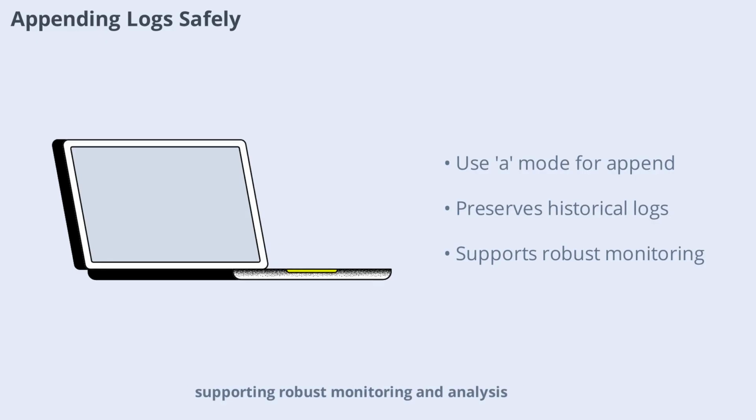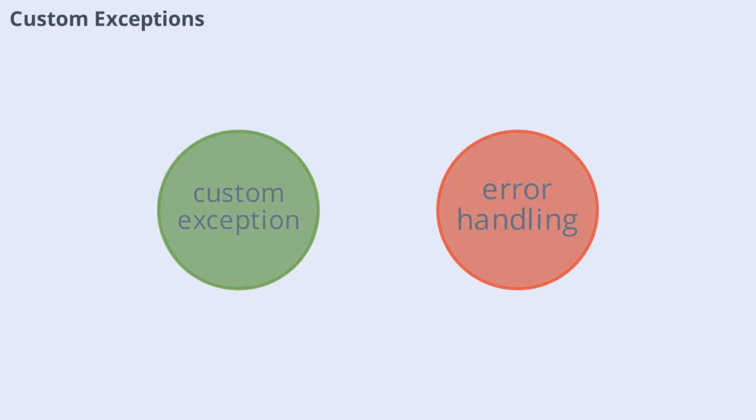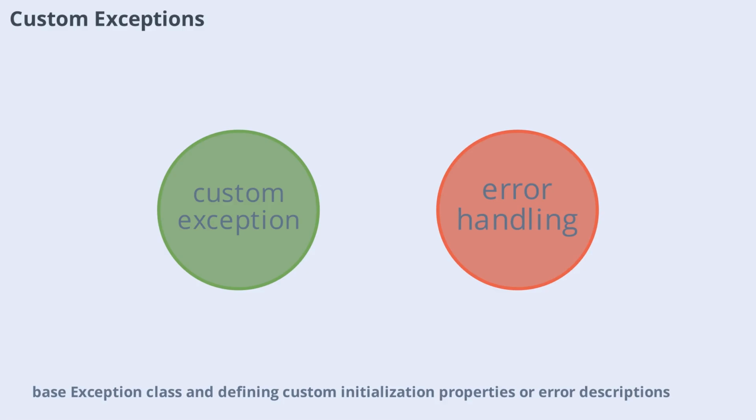You can write custom exceptions in Python by extending the base exception class and defining custom initialization properties or error descriptions. In AI projects, custom exceptions like data drift exception allow precise domain error handling, improving clarity and control over error management. This approach supports robust, maintainable code for complex workflows.